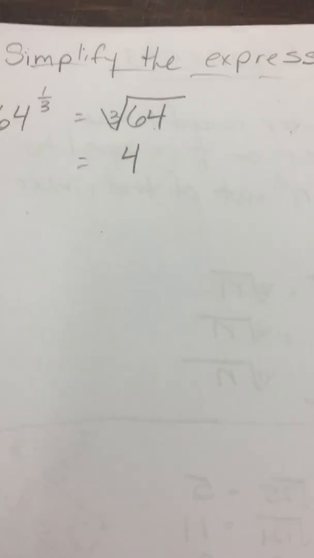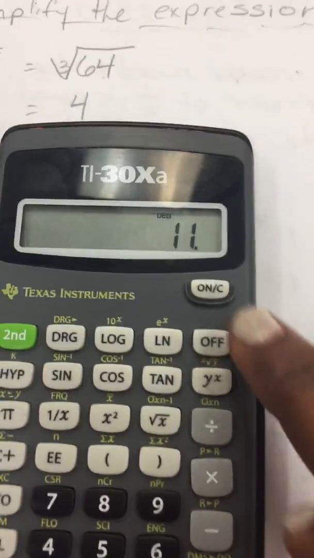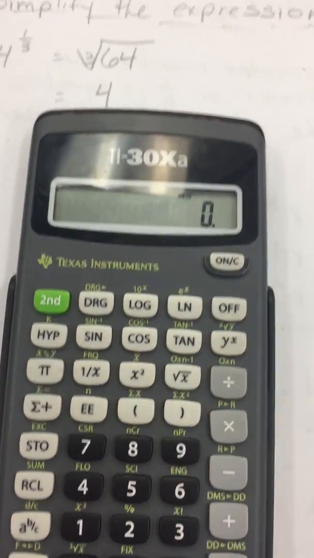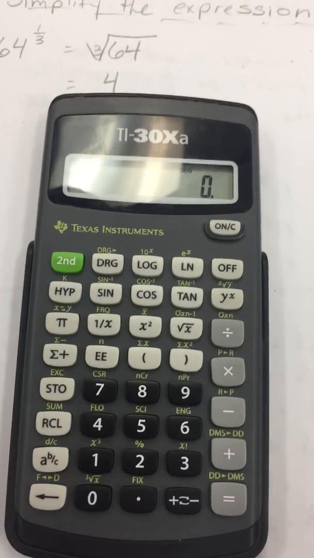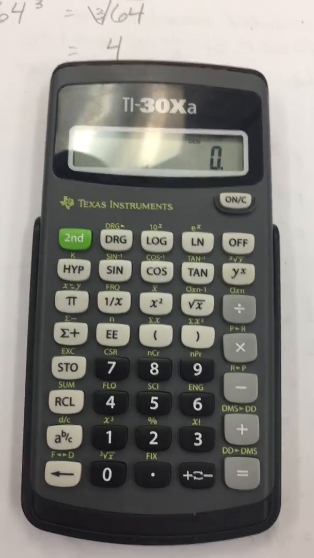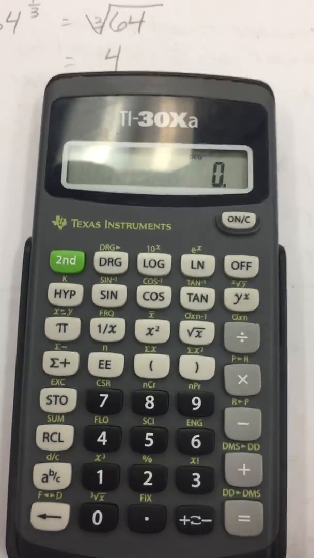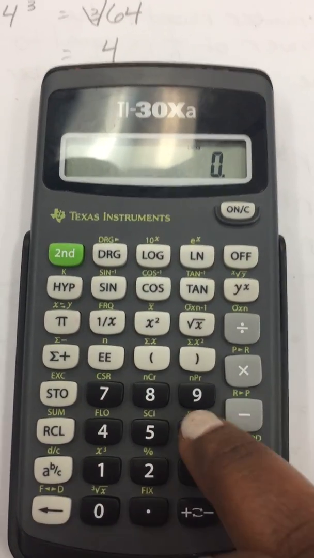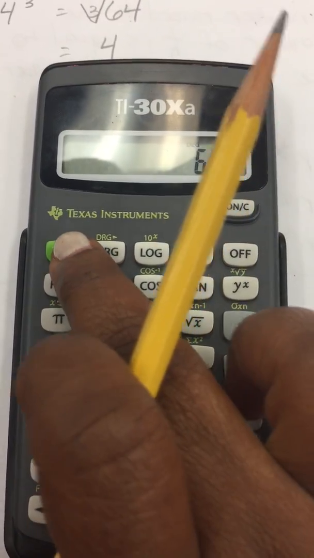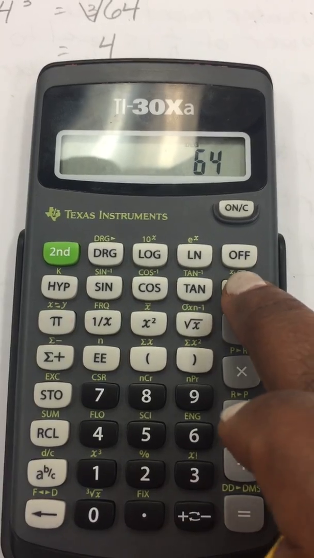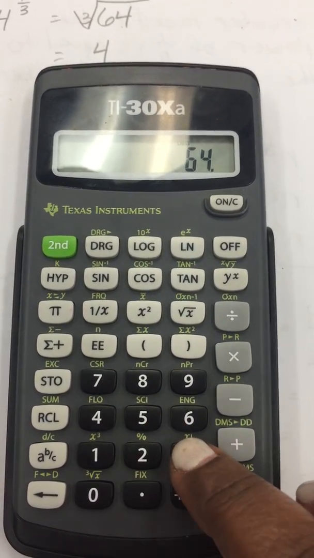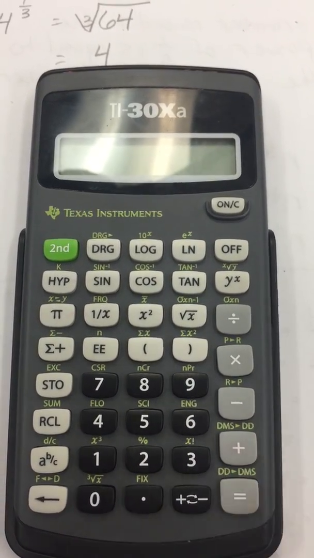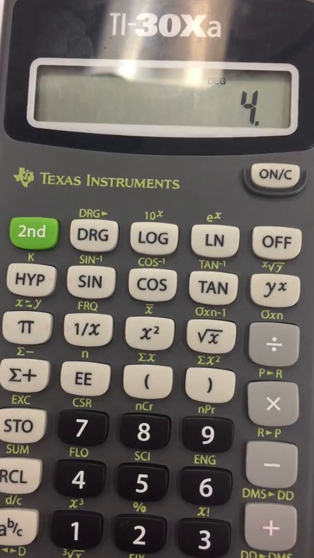Or you could do what Miss Stewart does. Take her trusty little calculator that she brought from Walmart for $10 that everybody needs, and she would do this. She would go 64, second, cube root, and then tell it I want cube, hit enter, and guess what it gives me? A 4. Okay?